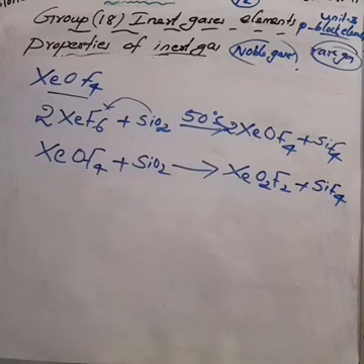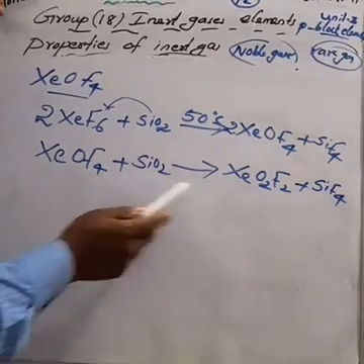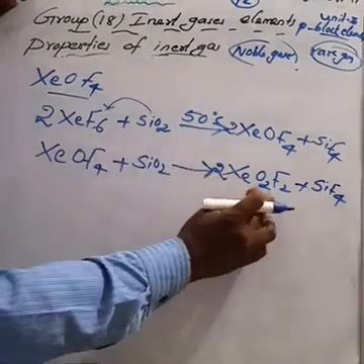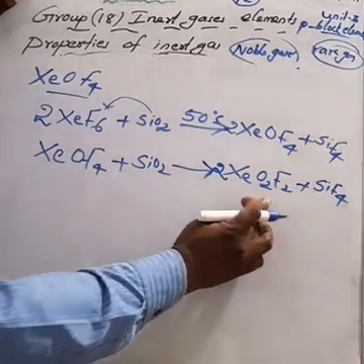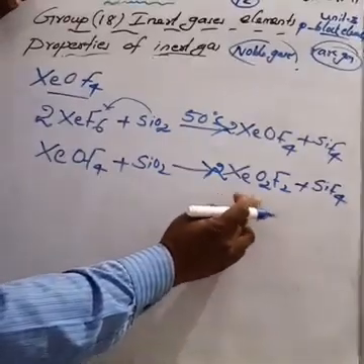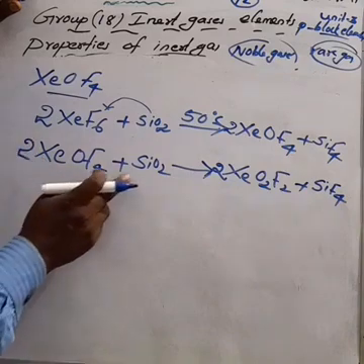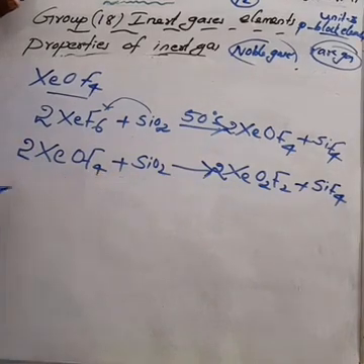So how can you balance the equation? The reactant side has 3 oxygen, the product side has only 2 oxygen. So make it 2 on the product side, that is 2XeO2F2. So now the oxygen becomes 4. So make it 2XeOF4 on the reactant side. Now the oxygen is balanced. What about the xenon? Xenon is also balanced. What about the fluorine? 2 into 4 is equal to 8. Here also 4 plus 4 is equal to 8. Now the equation is balanced.